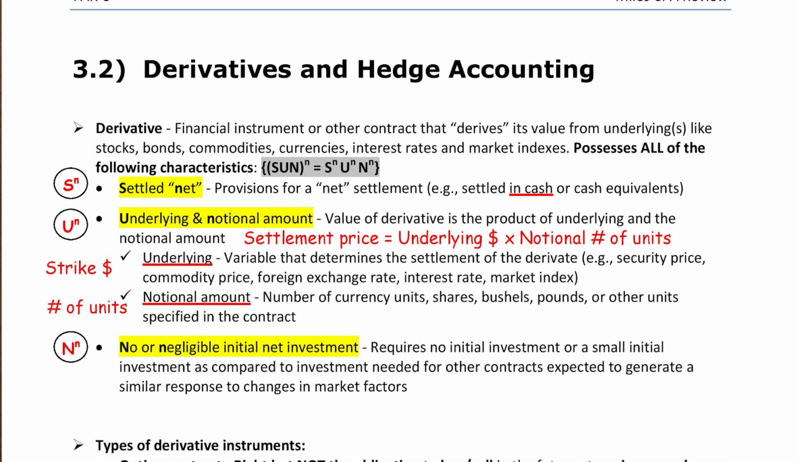So guys, derivatives are settled net. Derivatives have underlying and notional amount, and they have no or negligible initial net investment requirement. And that is where we say derivatives, that's sun to the power of n, or s to the power of n, u to the power of n, and n to the power of n.